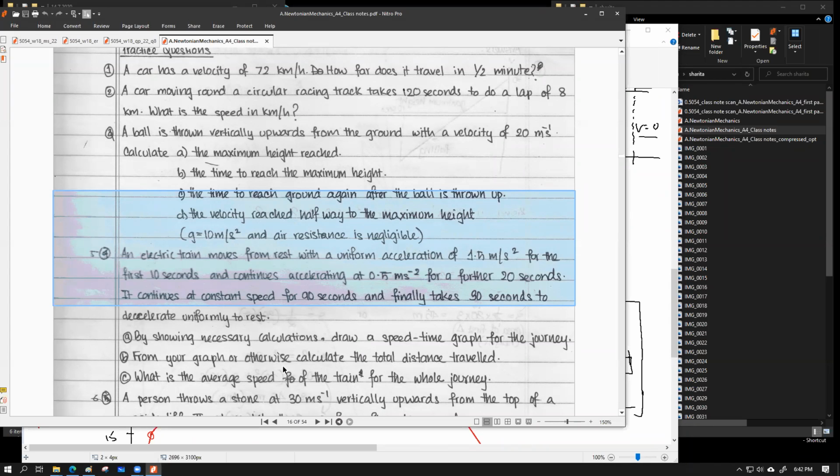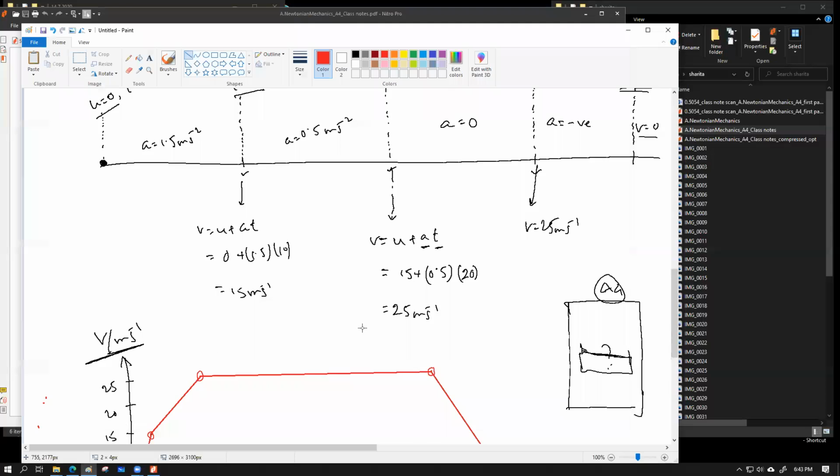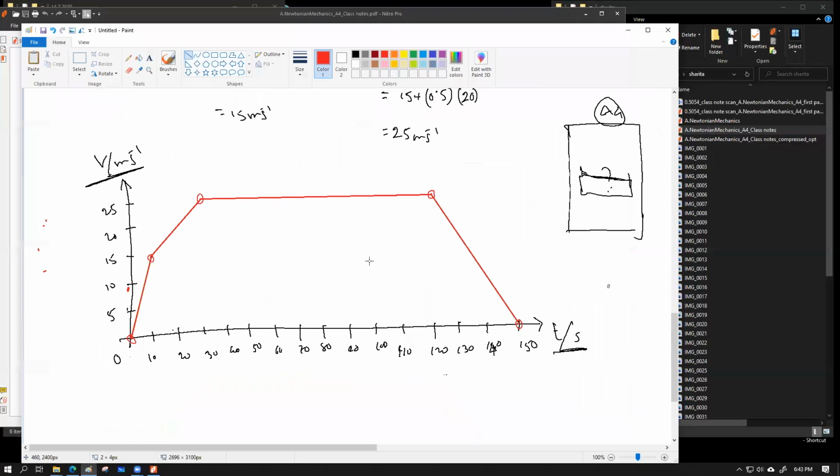So I'm going to do that, and then just for the sake of total understanding, I'm going to also address the otherwise part, that if we did not draw the graph, if only this much was given in the paper, how should we calculate the total distance covered by direct mathematics? So I'm going to show you that as well. So from the graph, if we go for the area calculation, how would you do the area calculation? How do you prefer to do the area calculation?